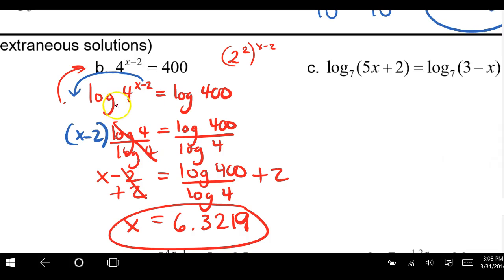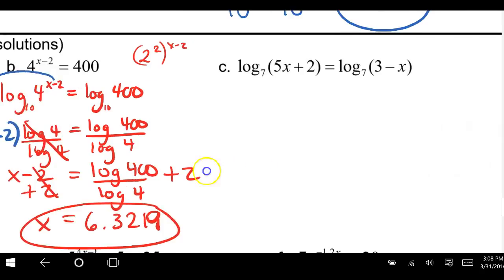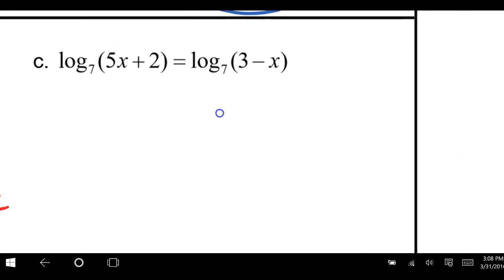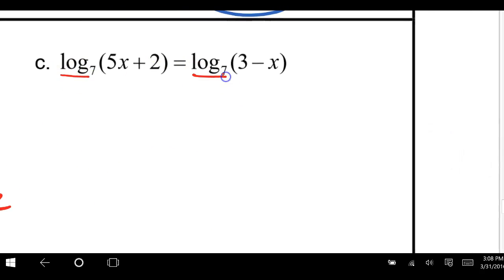In other words, if these logs are the same, they're both the same base, I can cancel out the logs. So with that in mind, these logs are the same here and here. They both have the same base, so I can actually just cancel those out. And now it becomes an easy equation to solve. 5x plus 2 equals 3 minus x.